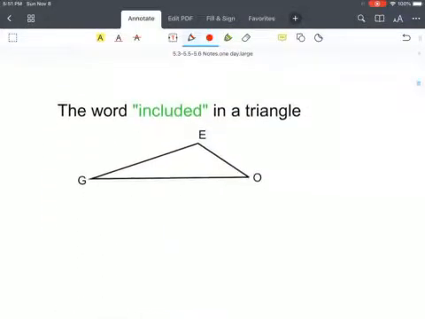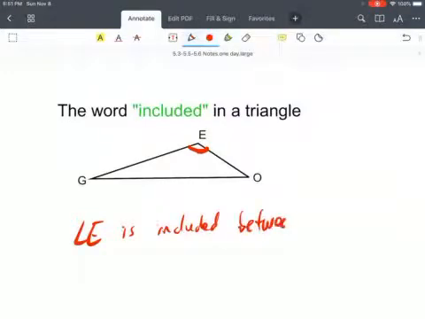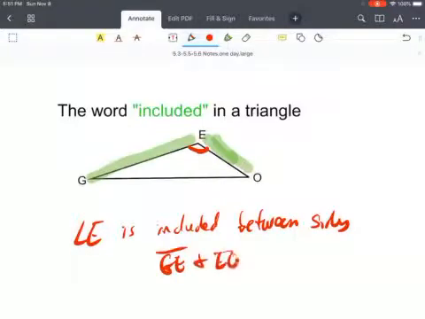When we're looking at the word included, if I was talking about angle E, it is included between which two sides? It would have to be between sides GE and EO, because it is the angle that is in between those two sides. So it's included. When I name those two sides, it is included.